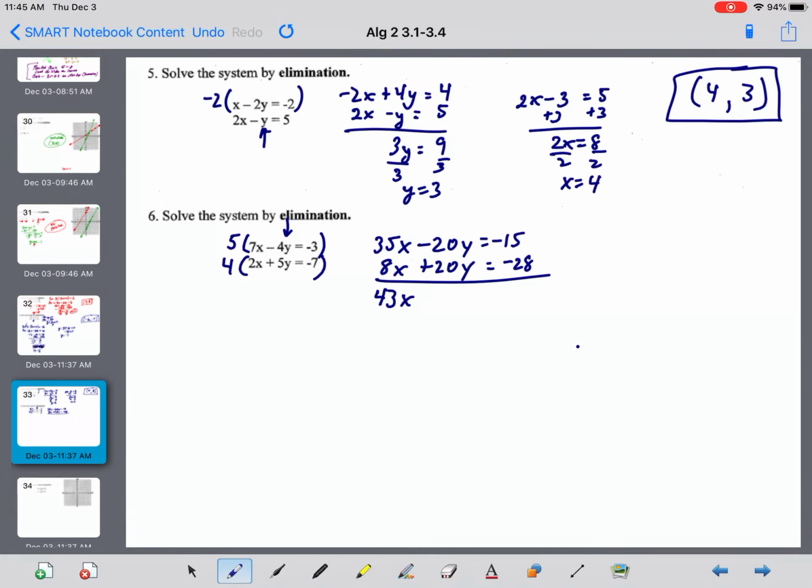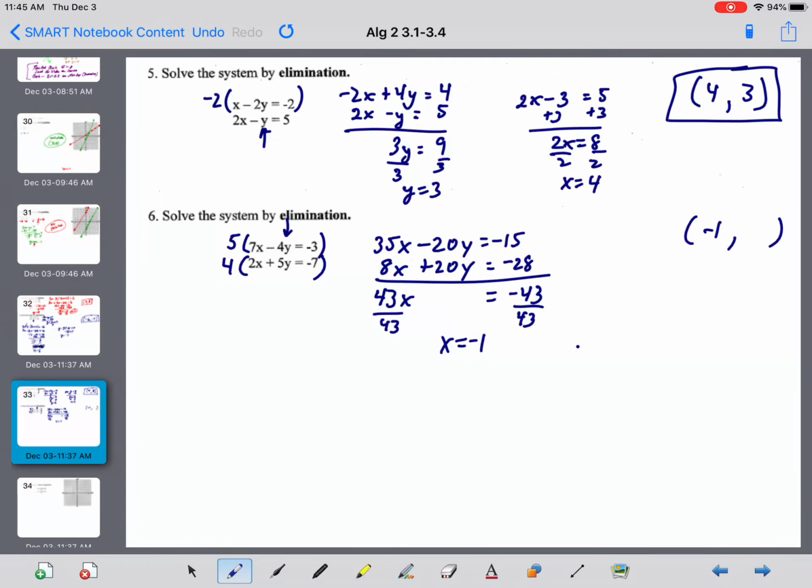Ooh, this one's looking wild. I'm getting 43x. I'm like, well, I hope I can divide by 43. My y's are gone. Loving it. Oh, negative 15 and negative 28 do add up to negative 43. Hey, I get to do the division now. X is equal to negative 1. So there is my first half of my solution.